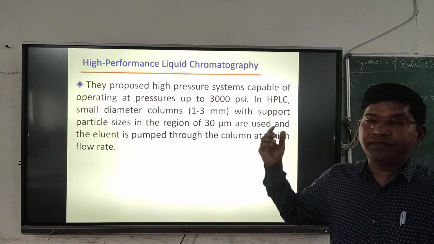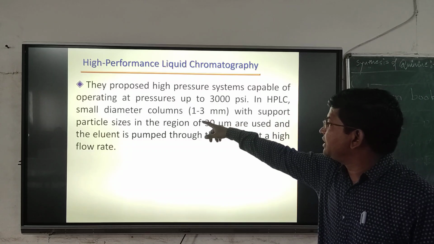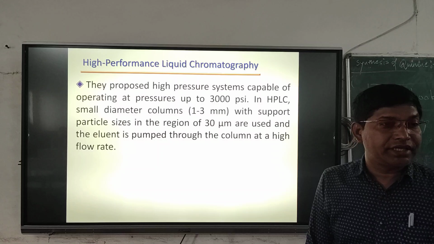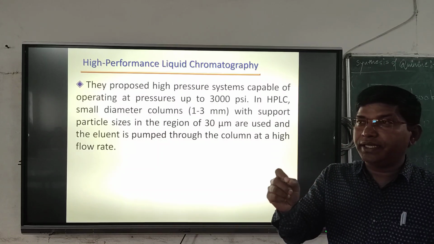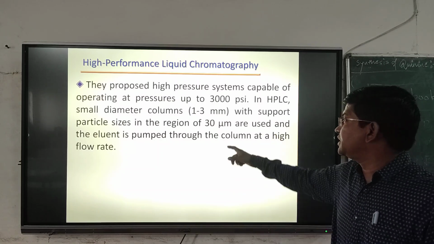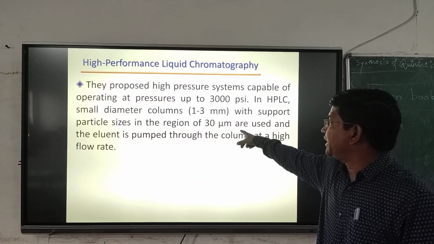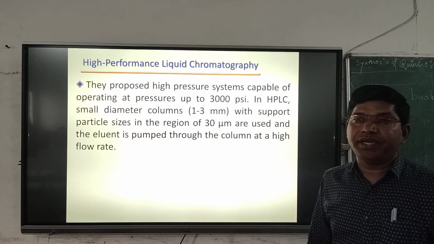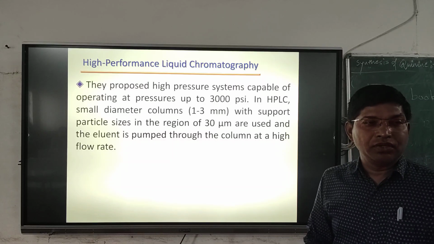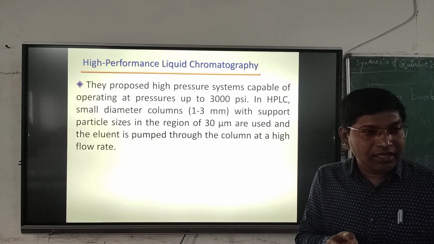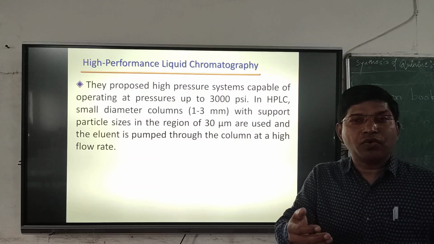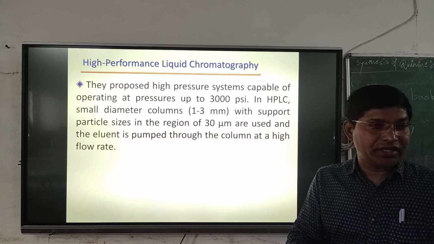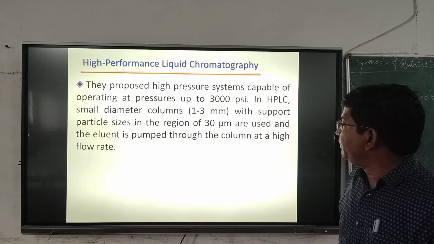The reason for the high pressure is that here we use a particle size of 30 micrometer in the HPLC column. So we use high pressure for the separation of a compound mixture from the column. The smaller the particle in the stationary phase, the higher the pressure you must provide because of the viscosity of the solvent. That is an important part of chromatography.